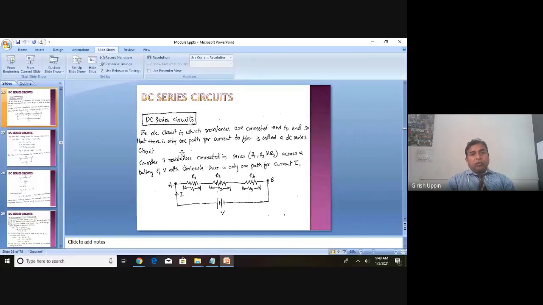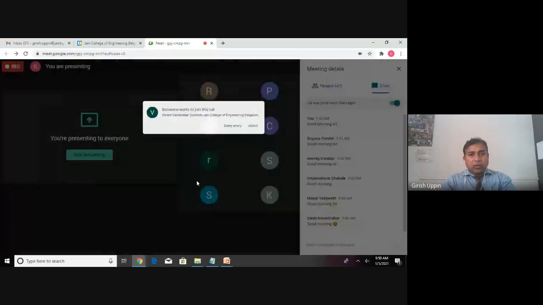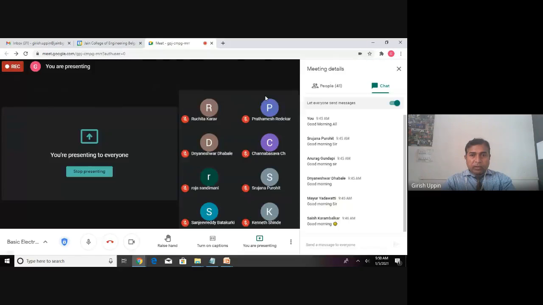And then we looked into a DC series circuit. A series circuit is nothing but a circuit where the resistors are connected end to end, so that it makes one path, and that combination is connected across the voltage source. So what is the characteristic of a DC series circuit? Whatever the applied voltage is, it is equal to the voltage drops.